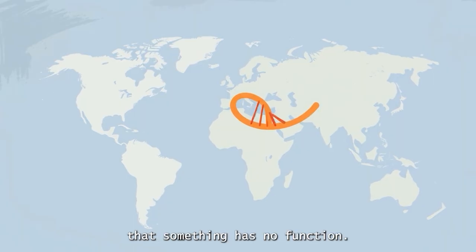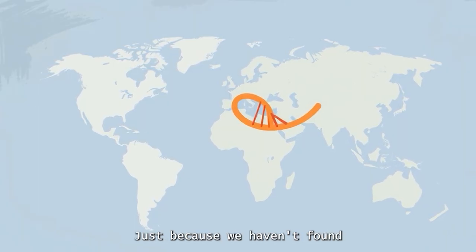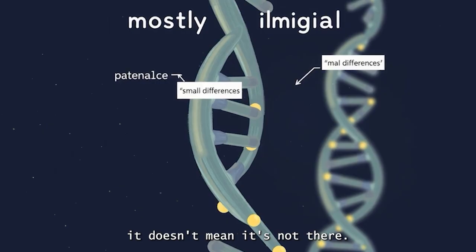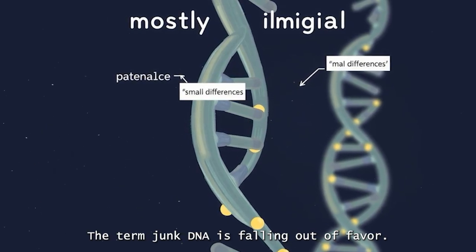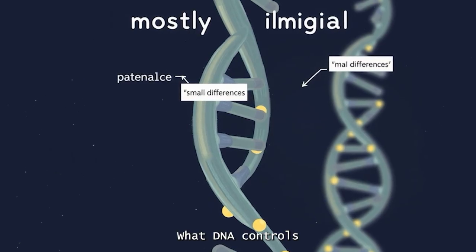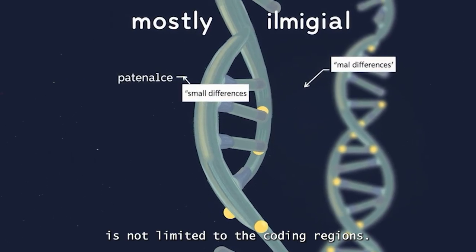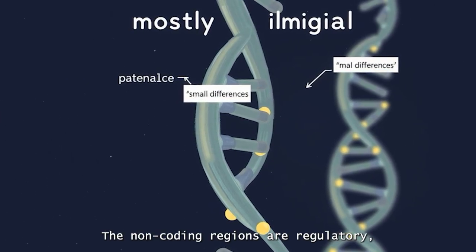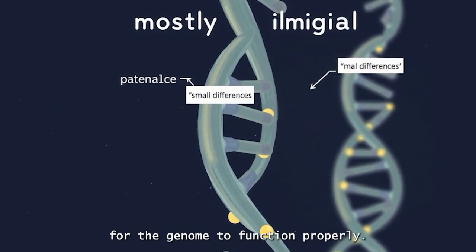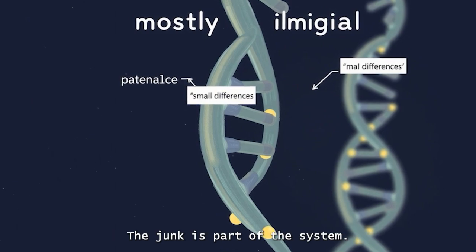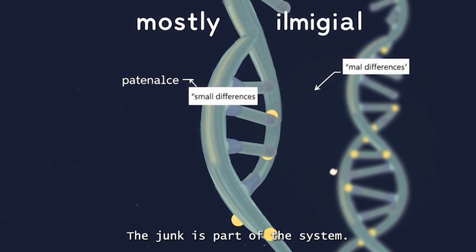But it's hard to prove that something has no function. Just because we haven't found it doesn't mean it's not there. The term junk DNA is falling out of favor. What DNA controls is not limited to the coding regions. The non-coding regions are regulatory, structural, and dynamic, and they're essential for the genome to function properly. The junk is part of the system.